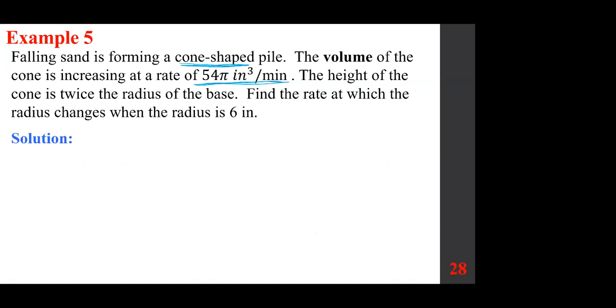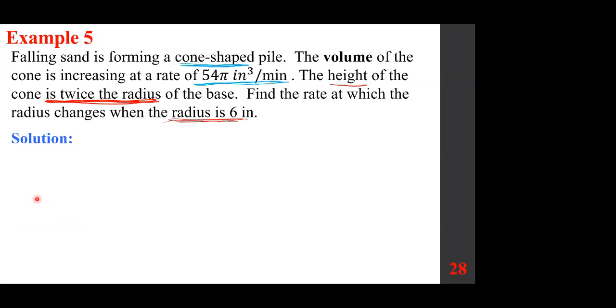The height of the cone is twice the radius. So that's another piece of information I want to highlight, let's say with the red. So the height is twice the radius. That's another piece of information. So we are reading it very slowly because we want to translate this. We want to find the rate at which the radius changes at a specific time when the radius is given as 6 inches. So we are going to translate this, and then practically we are done.